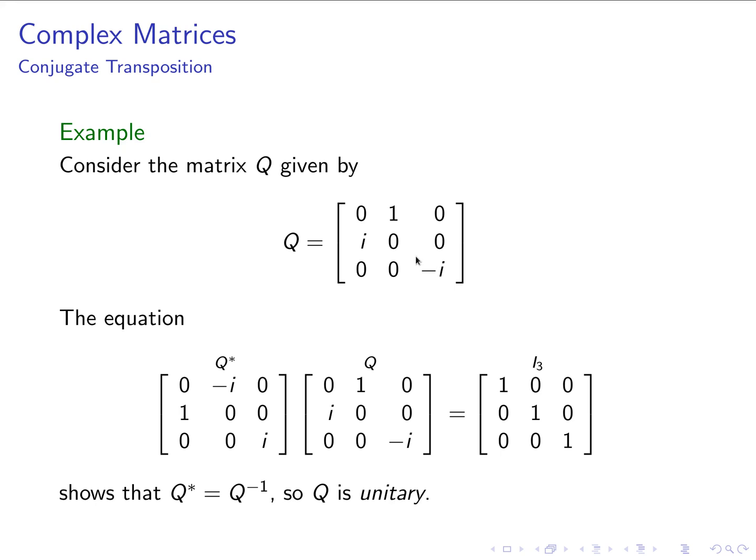It's interesting to point out that this is not an orthogonal matrix, because if we multiplied this matrix by its transpose, we would not get the identity matrix. It is, however, unitary, because when we multiply this matrix by its conjugate transpose, we do get the identity.